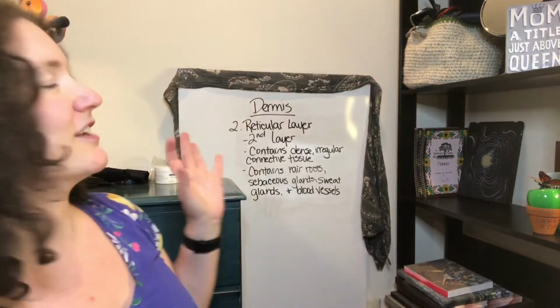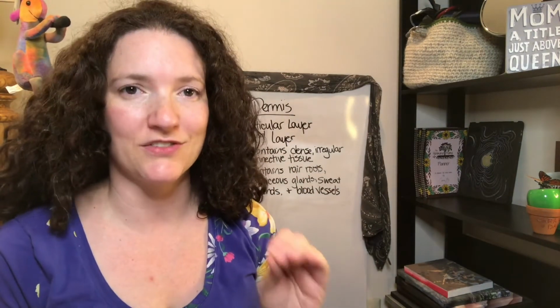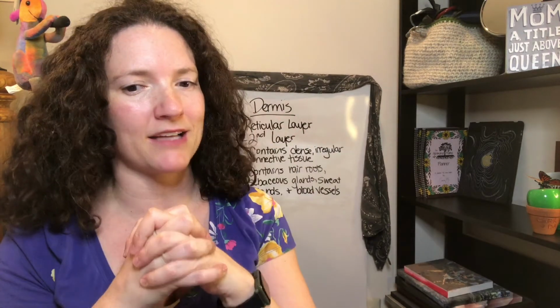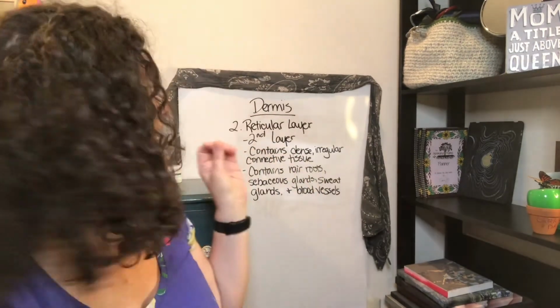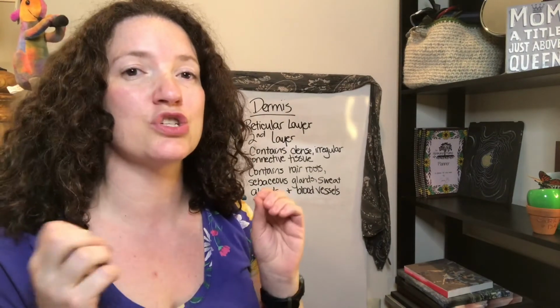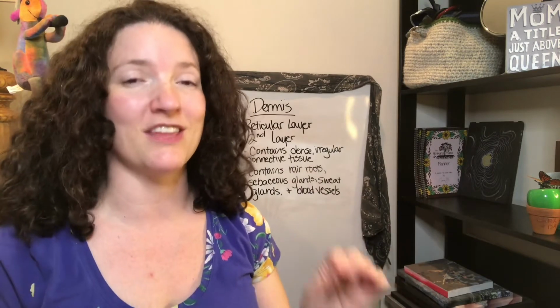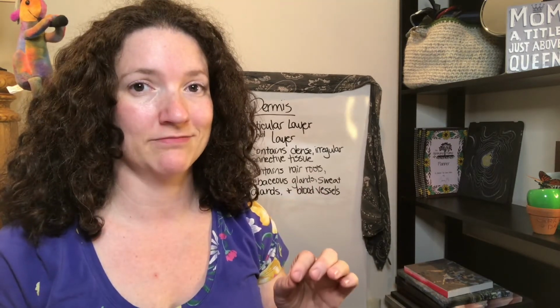The second layer of the dermis is the reticular layer. Within the reticular layer, we have dense irregular connective tissue. In the papillary layer, if you remember, we were talking about this loose mesh. This is tightly packed together, right? Very dense, irregular connective tissue. It also contains the hair roots, sebaceous glands, sweat glands, and blood vessels. So there's a lot going on within the reticular dermis.